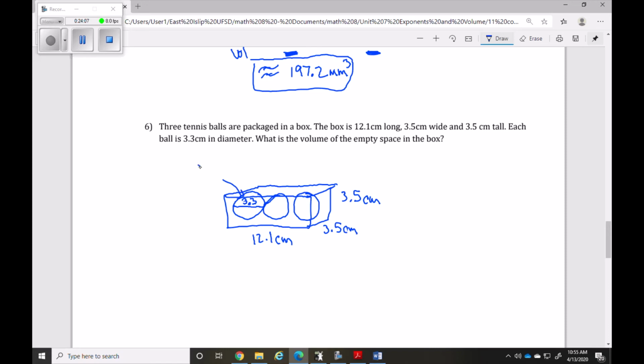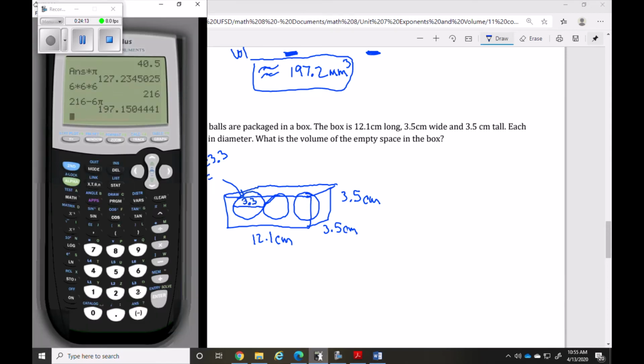So all the way across, it's 3.3. So if the diameter is 3.3, the radius is half of that. 3.3 divided by 2, 1.65.